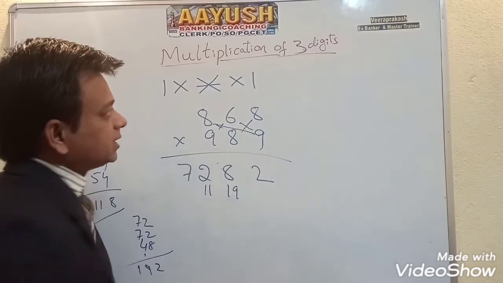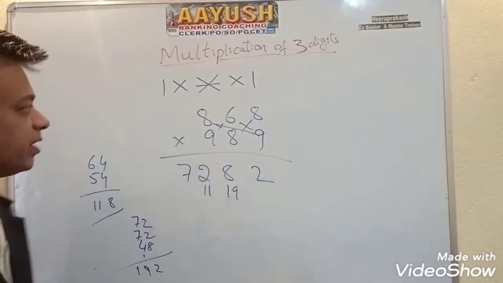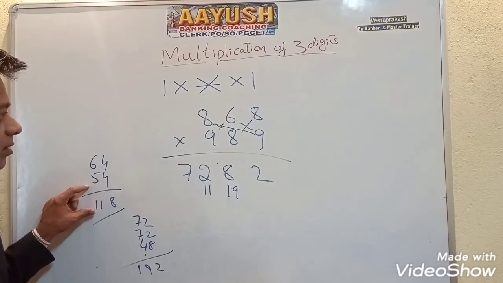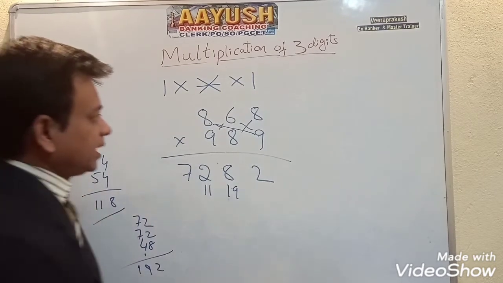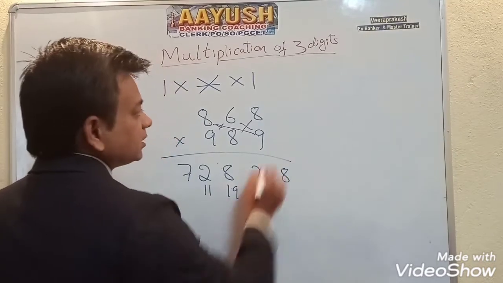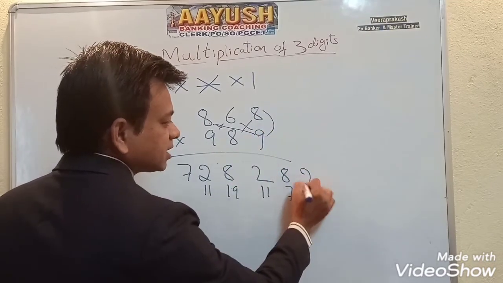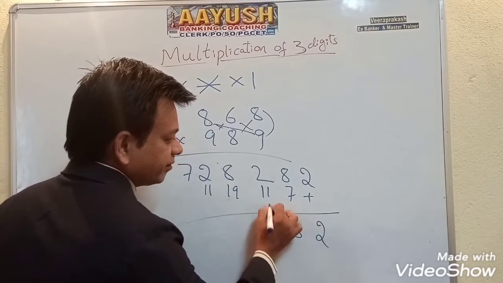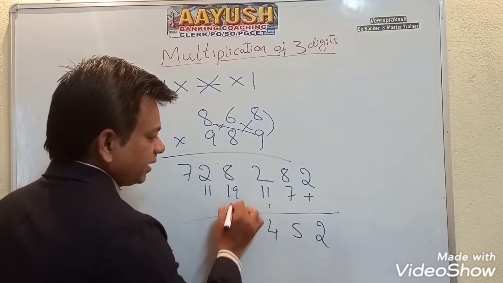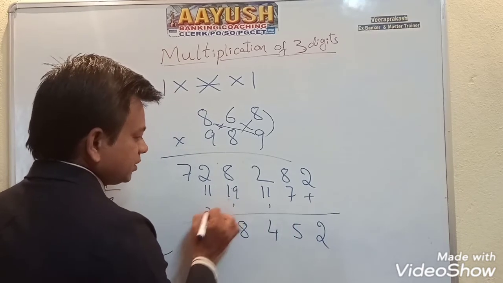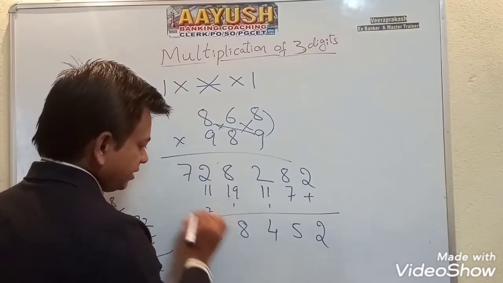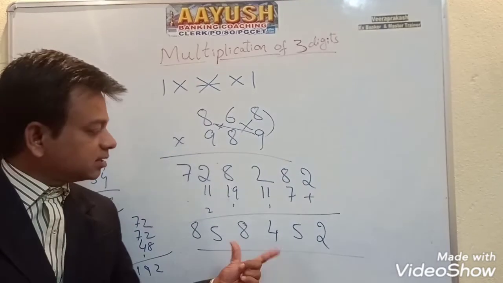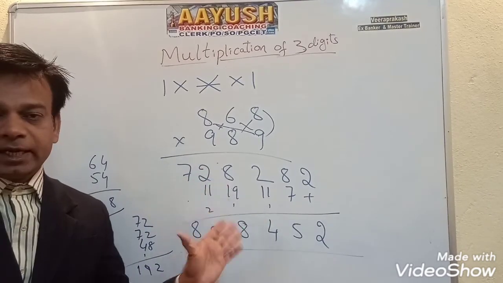Then cross these two: 6 9s are 54, 8 8s are 64. Again 118. Then finally 8 9s are 72. Now addition: 2 as it is, then 14, 28, carry 2, and this is 15, 8. So 858452 is the answer for 868 into 989.